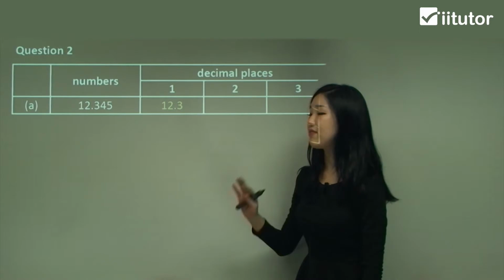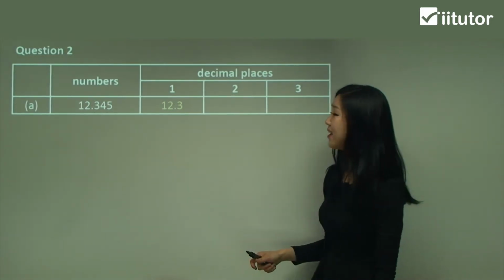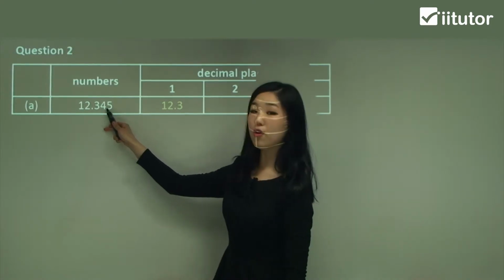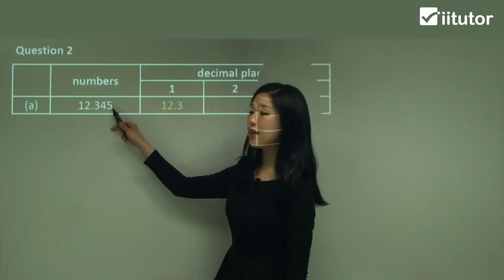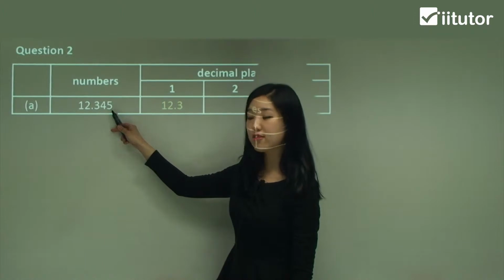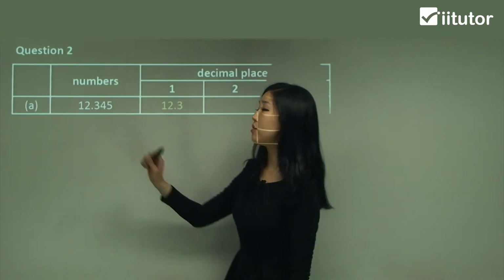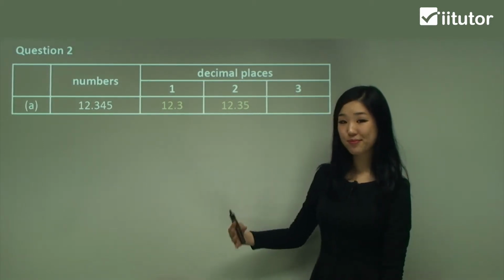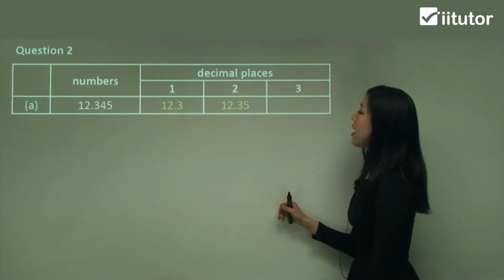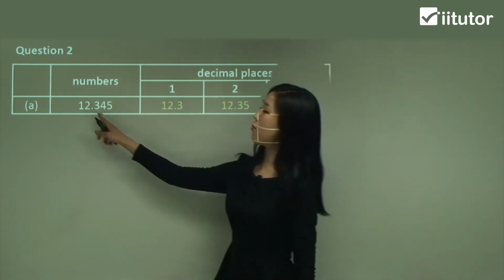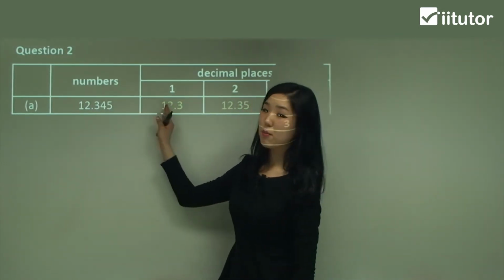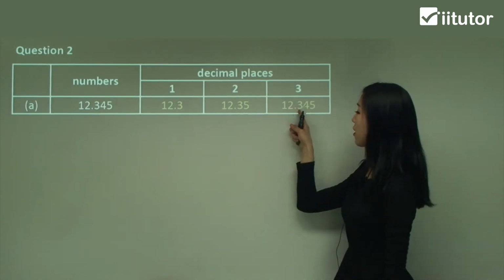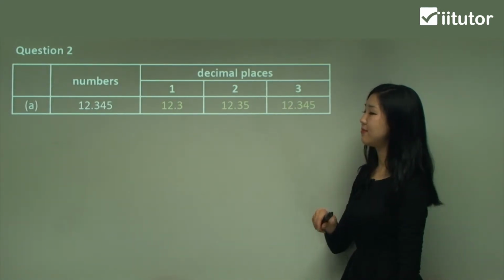Definitely not, so you just leave it as 12.3. Okay, now 2 decimal places, it would be 3 and 4, but you look at the next number, it's 5. If it's 5, you still have to round this number up. So it's going to be 12.35, not 12.34. Just round it up by 1. And 3 decimal places, it would just be 12.35. There's no numbers after it, so the number itself is the answer.